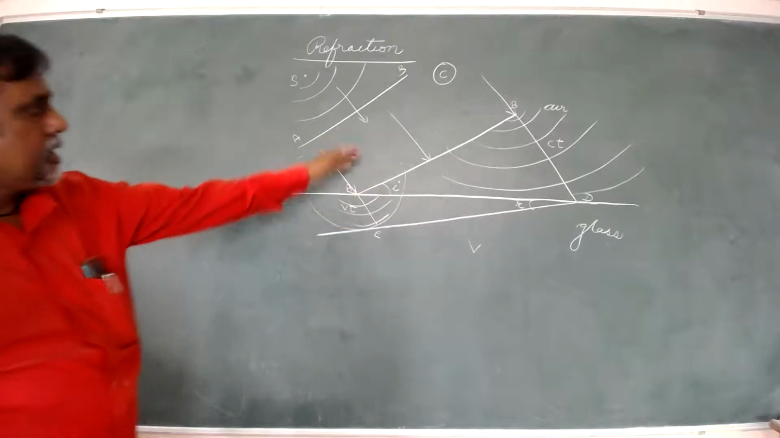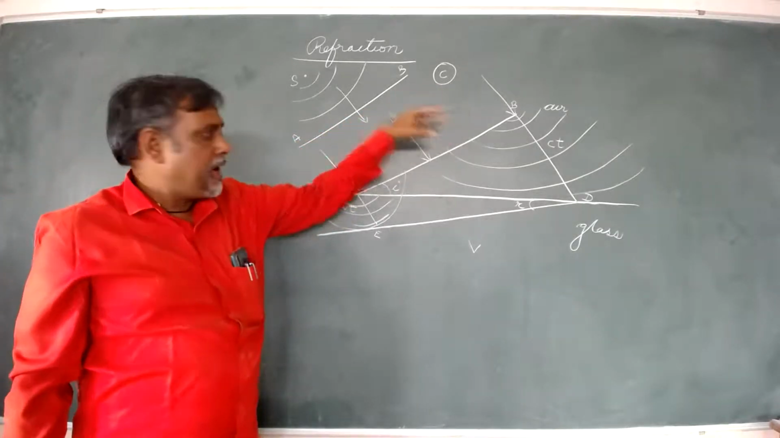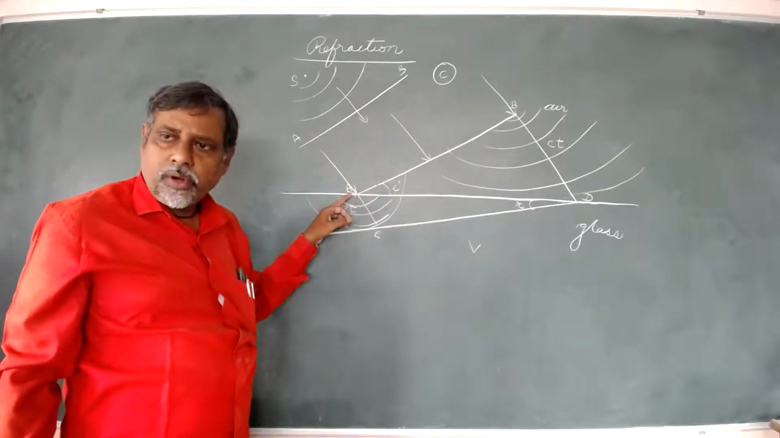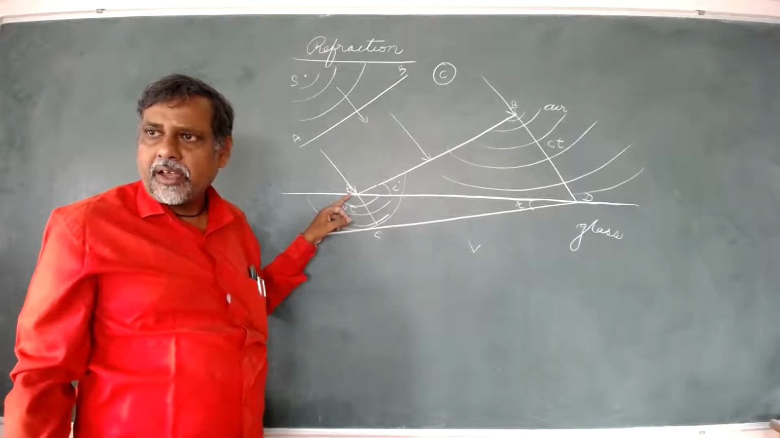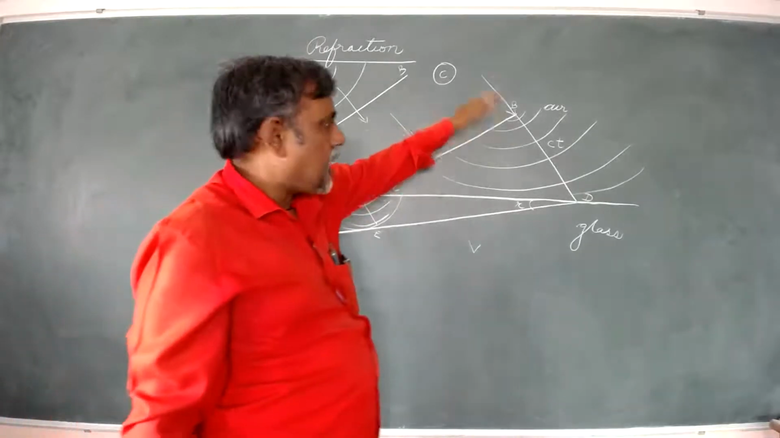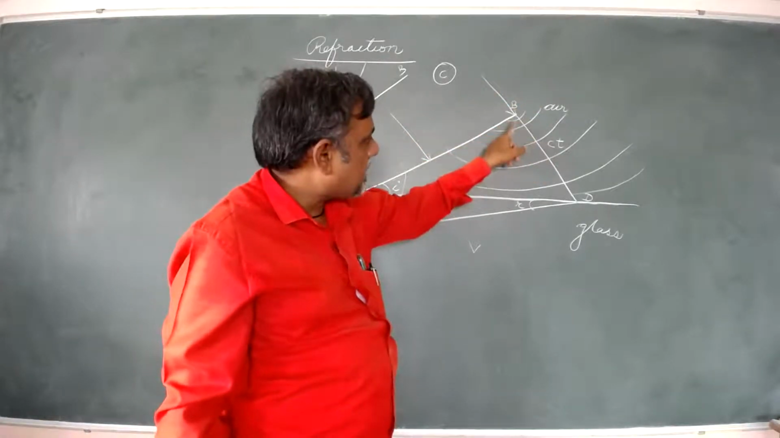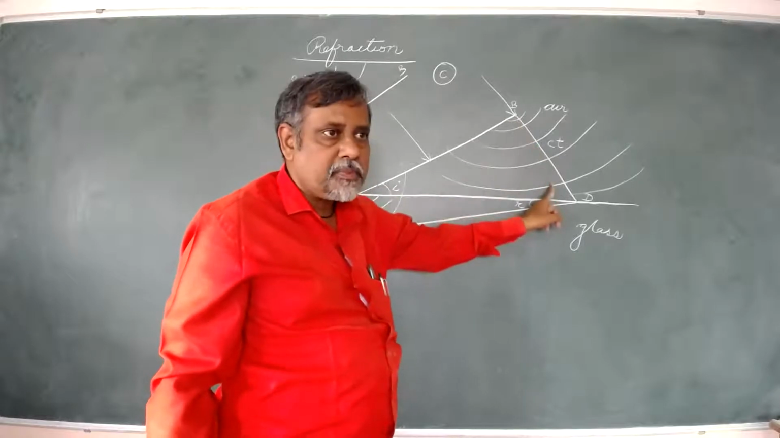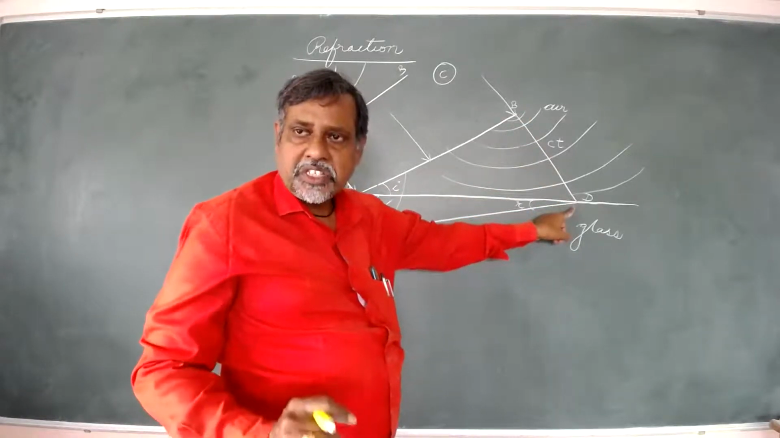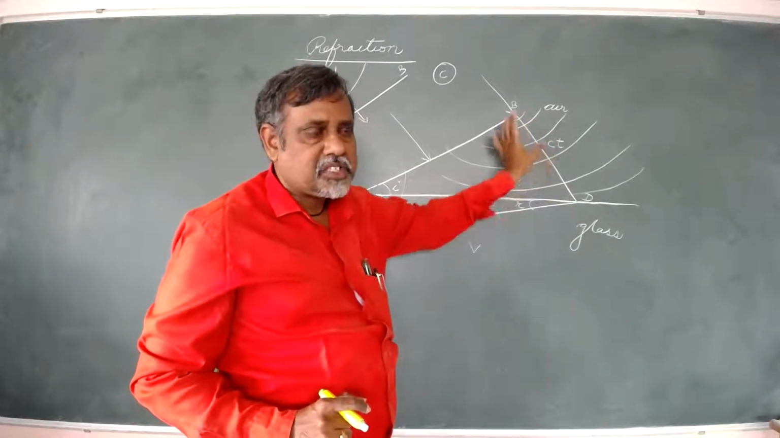Once again, I repeat, AB is a plane incident wavefront. When AB touches this interface, point A only has come in contact with the refracting surface. But point B is away from this. From point B, secondary wavelets are produced. These secondary wavelets will be covering this much distance. These secondary wavelets will be reaching the point D. The distance traveled by these secondary wavelets is written as c into t.